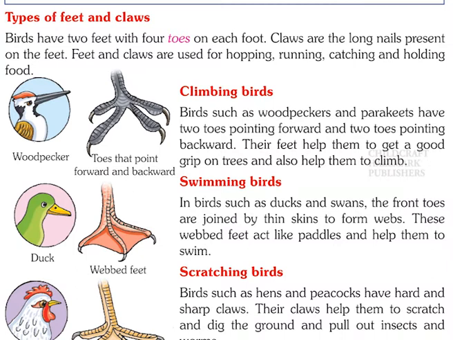Climbing birds. Birds such as woodpeckers and parakeets have two toes pointing forward and two toes pointing backward. Their feet help them to get a good grip on trees and also help them to climb.